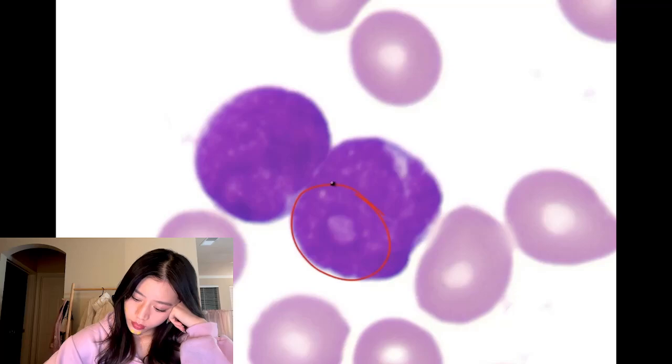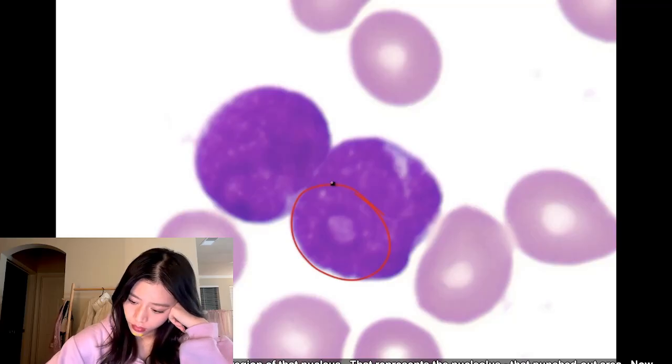If you look at the nucleus of this cell, it appears as if someone took a hole puncher and punched out a little circular region of that nucleus. That represents the nucleolus, that punched out area.